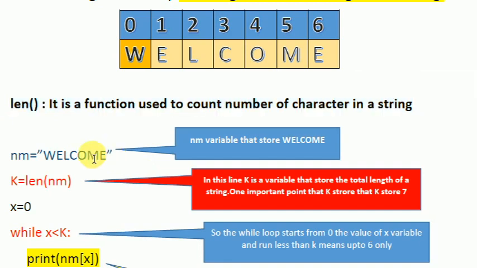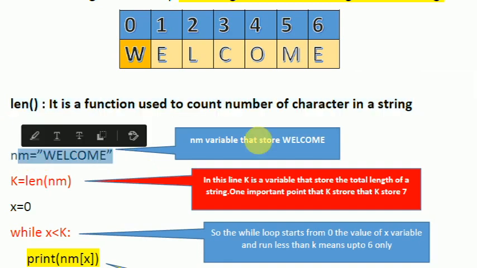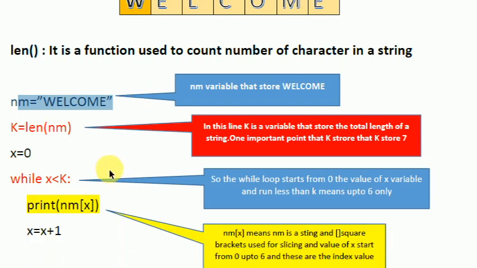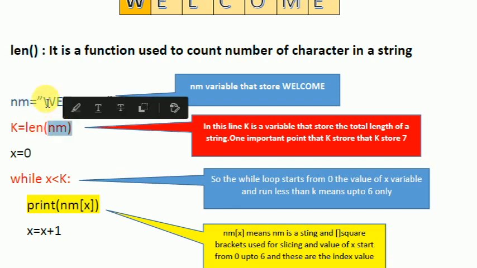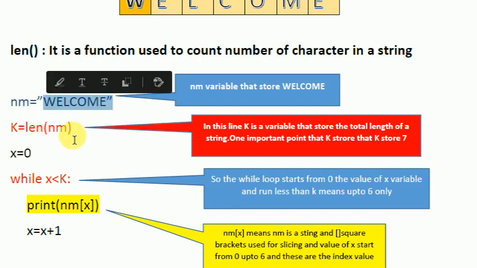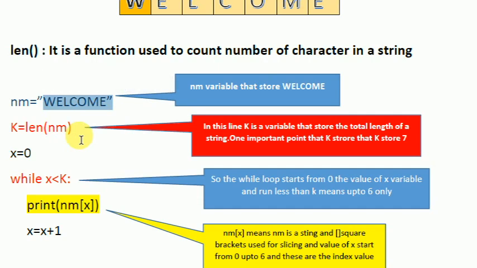The first line is nm equals welcome. I have already written the boxes also, you can see that. The next line is to find the length of the string. So I'm using the variable k, which stores the length of the nm string, which holds welcome. So 7 is going to be the length of the string. Then we need one variable, because in while you need to initialize also. So x is initialized with 0. If you compare it with for x in range, we initialized the range starting value with 0 and comma k.